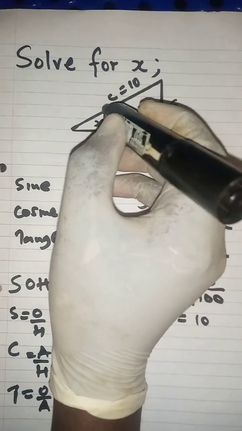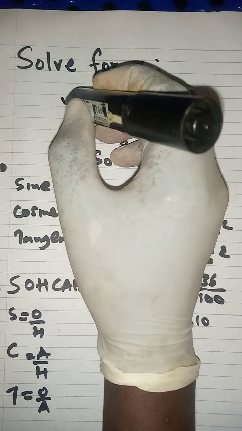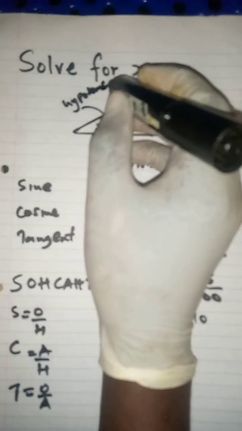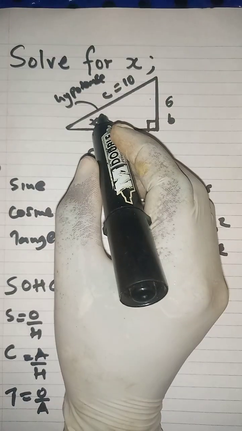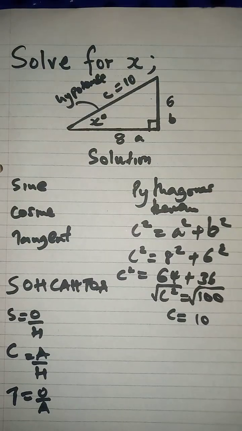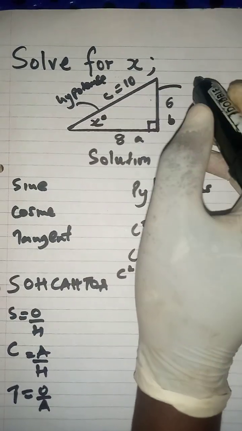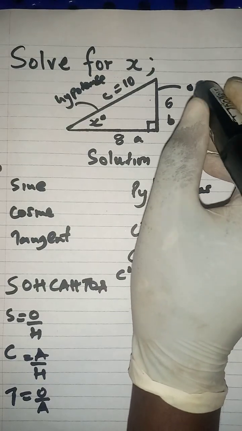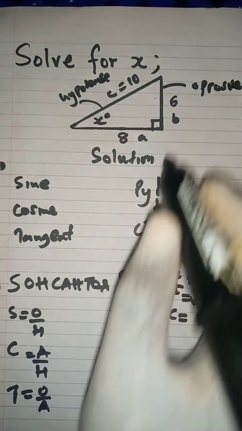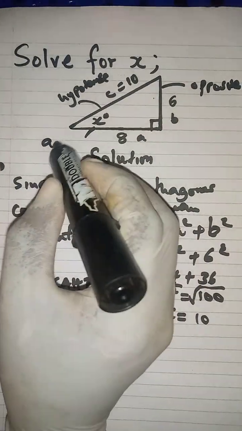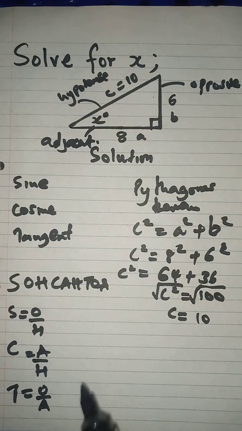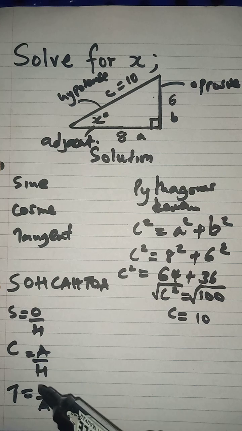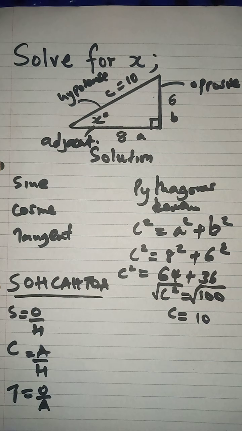I'm going to call this side the hypotenuse side. If you look at angle x, the opposite of x is on the other side. So I'm going to call this the opposite side, while the base, I'm going to call the adjacent side. So meaning, if I apply the sine, the cos, and the tangent, that is what's going to guide us here.